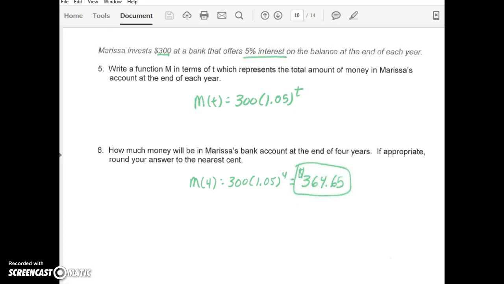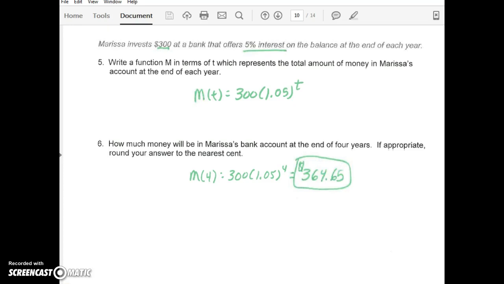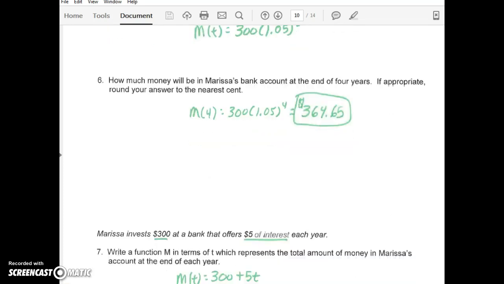And in question 5 and 6, we're investing $300 in a bank that's offering 5% interest. Again, a percent growth usually indicates to us that that's going to be an exponential function, and we're adding to the value when we've got interest. So we take our initial value times 1.05 to the t, because that's our measure of variable. And then number 6, just simplify it. Plug that number in and go.